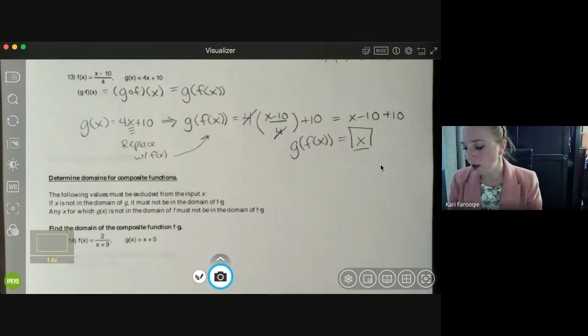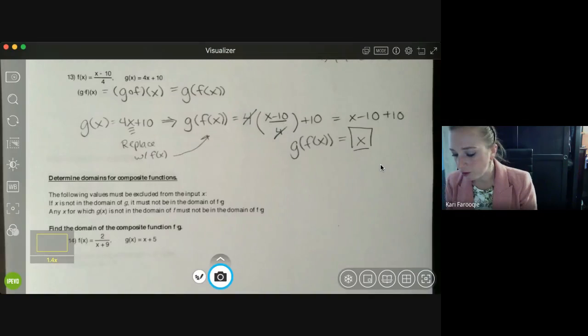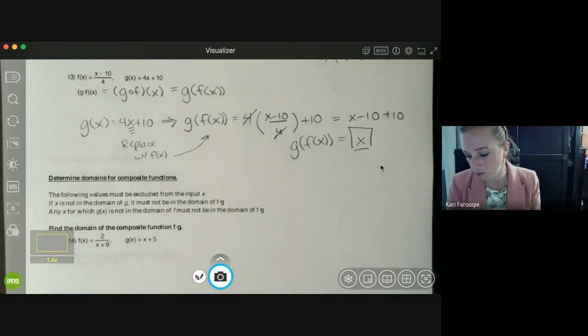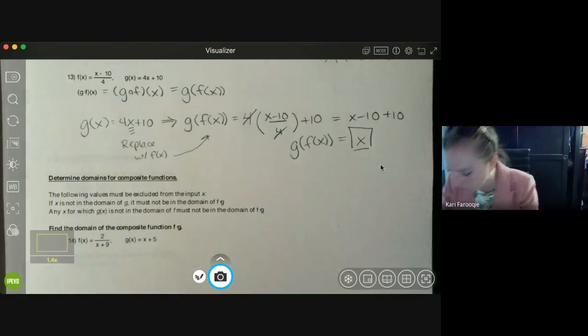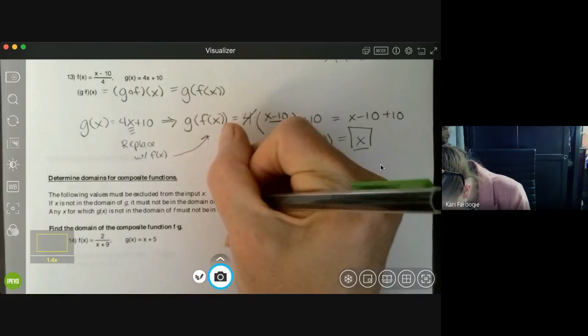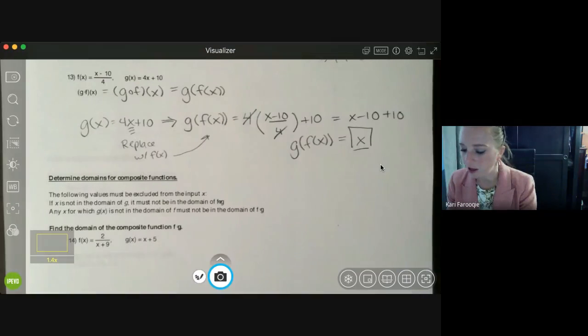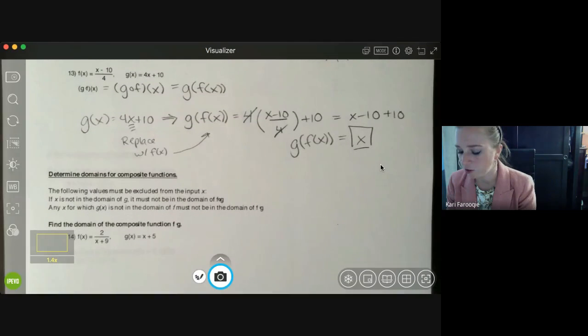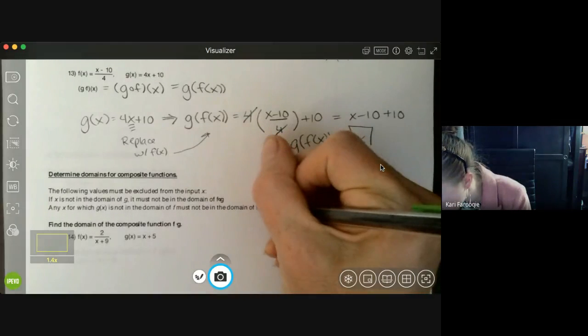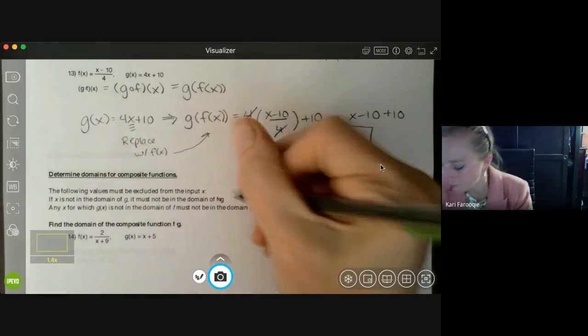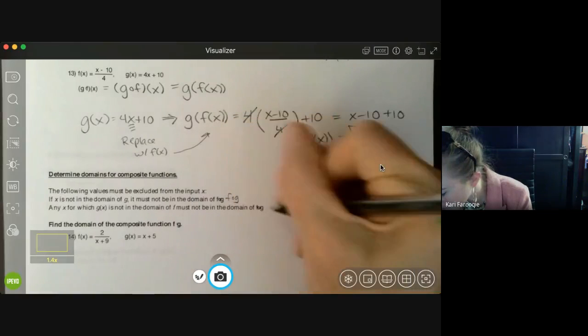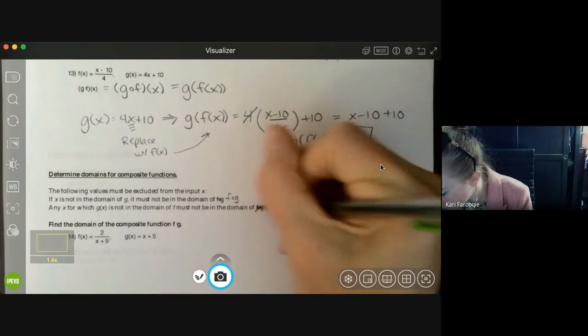Okay. Now we're going to bring in the domain. The following values must be excluded from the input x. If x is not in the domain of g, it must not be in the domain of f of g. Any x for which g of x is not in the domain of f must not be in the domain of f of g.